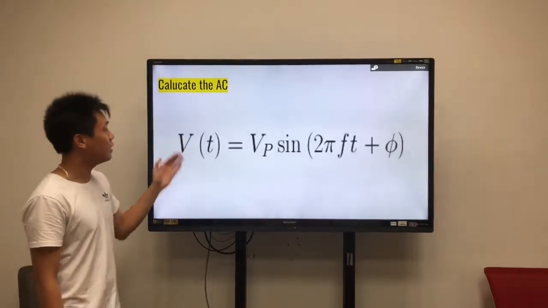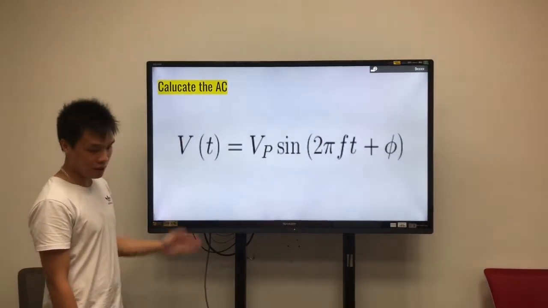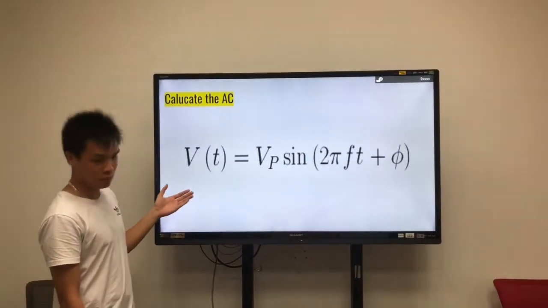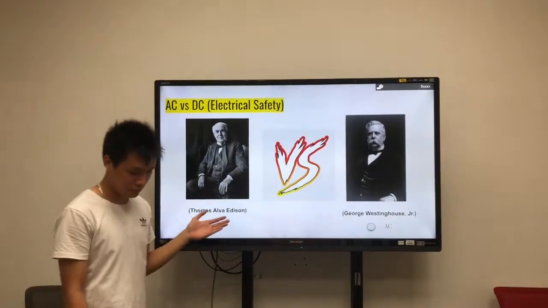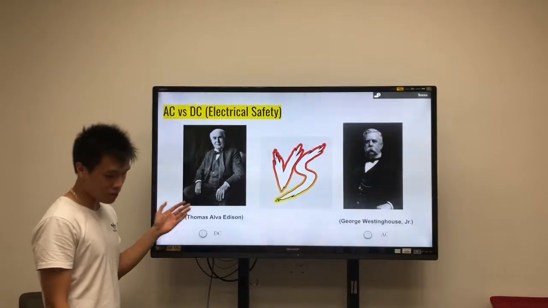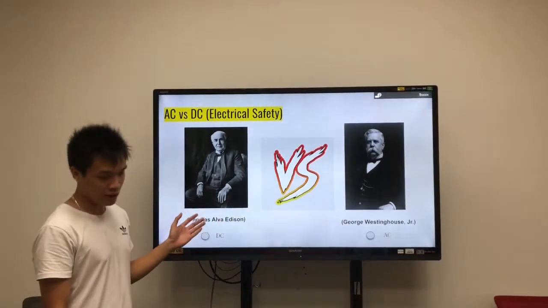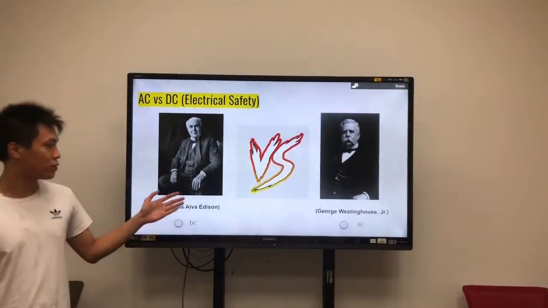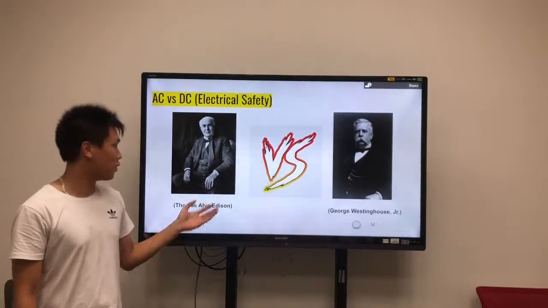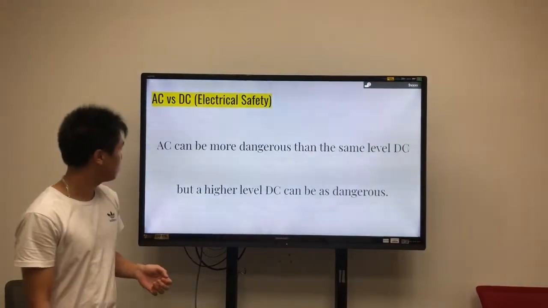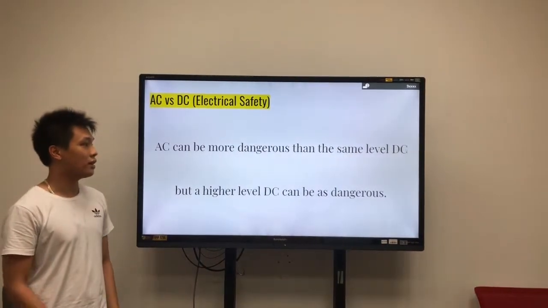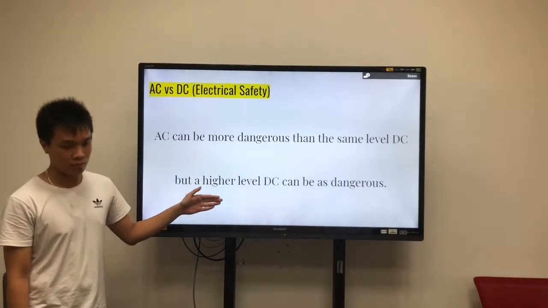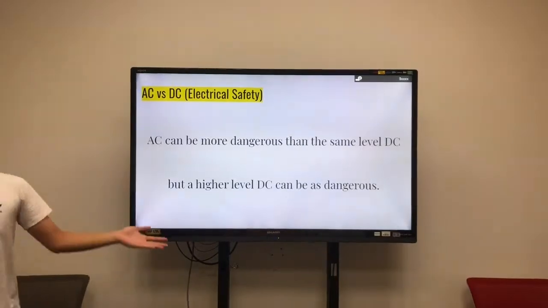How do we calculate the AC system voltage? You can use this function to calculate the voltage. And which is safer for a power system? Thomas Edison and George Westinghouse had different opinions. AC can be more dangerous than the same level of DC, but high level DC can be just as dangerous. And I'll pass to the next presenter.